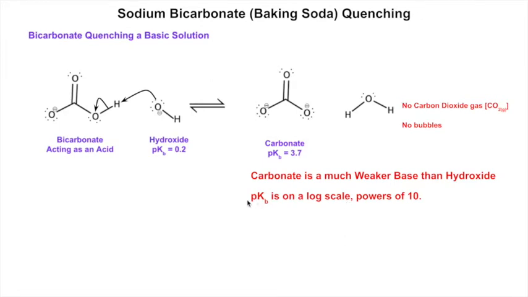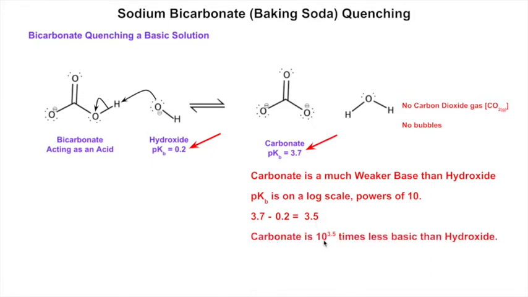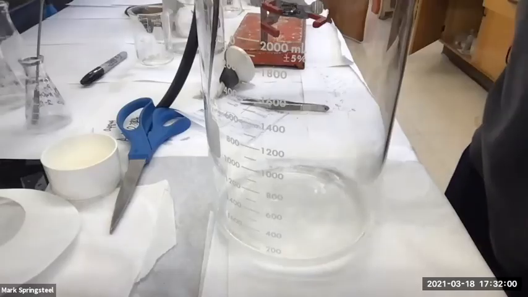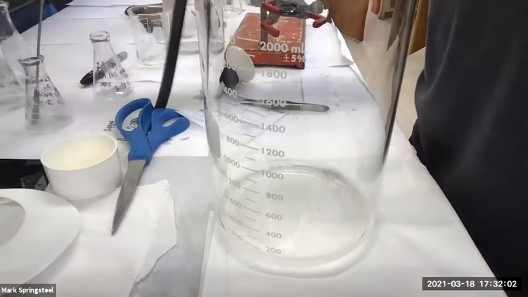Remember, pKb means negative log of the Kb, so it goes by powers of 10. If I take the pKb of carbonate and subtract the pKb of hydroxide, the difference is 3.5, and that means the carbonate is 10 to the 3.5 times less basic than hydroxide, because it's a power of 10 log scale. So this is over 1,000 times weaker base than hydroxide. We have made the solution less basic and quenched it, and that's not going to bubble or anything. So I've got the carbonate there.